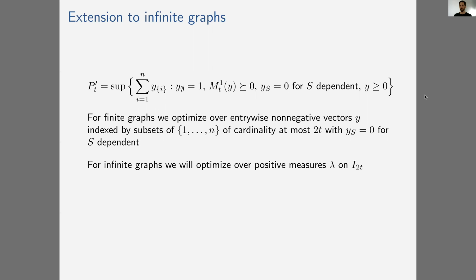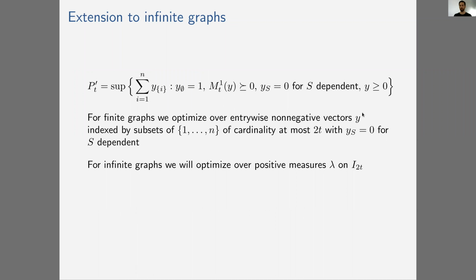So what will we do for infinite graphs? We're going to use this set I_t. That's the set of independent sets in our graph up to cardinality 2t. It's a topological space, and we're going to consider Borel measures on this. So for infinite graphs, instead of optimizing over these vectors y, we're going to optimize over these measures lambda.